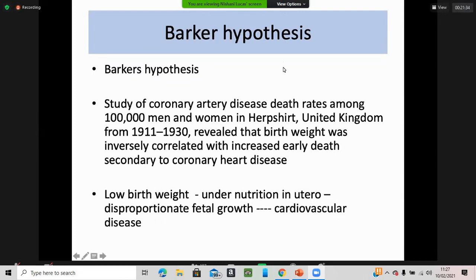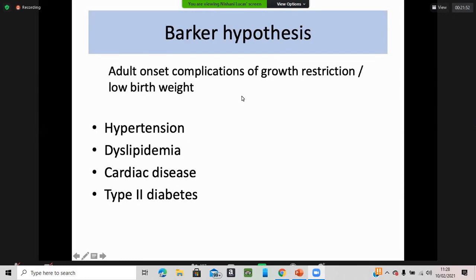So this brought about Barker's hypothesis, which found that if babies are growth restricted or born with low birth weight, they have undernutrition in utero, which we were talking about, and they can have disproportionate fetal growth, and that can lead to cardiovascular disease. So this is also what is called the developmental origin of adult disease. Right? This has been thought to explain the higher incidence of non-communicable disease in adults who were growth restricted.